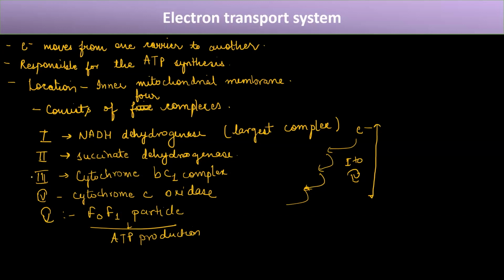Now let's see how, like I said, from one NADH, 3 ATPs are formed, and from FADH2, 2 ATPs are formed. Let's see how it is true. For that, we talk about NADH first. So let's draw these complexes and how they are located. This is a membrane.